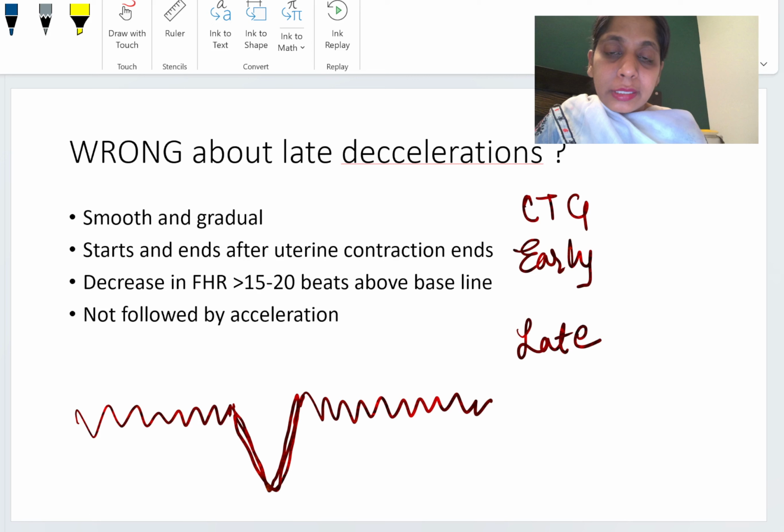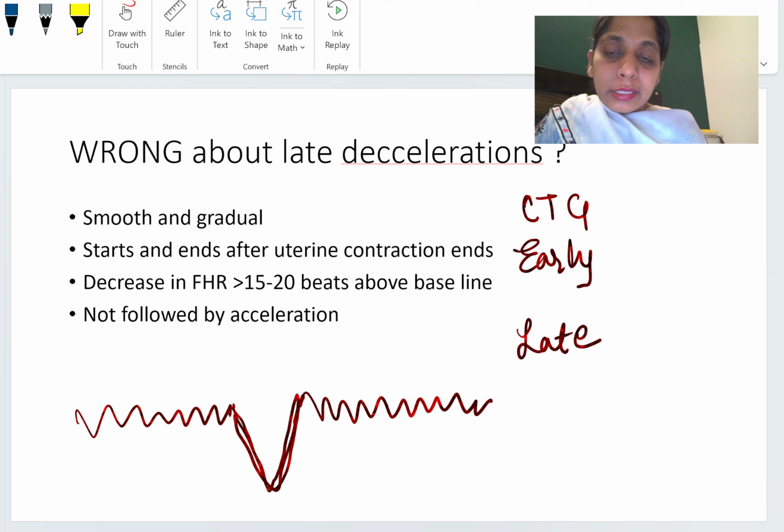It starts and ends after uterine contraction. Yes, that is what late is. Late means that it is after the contraction. We say early, we say late, as per contractions. Okay, and it is smooth and gradual. Yes, it is there, because you all know late deceleration occurs in uteroplacental insufficiency. So whenever there is late deceleration, it is going to occur in uteroplacental insufficiency.